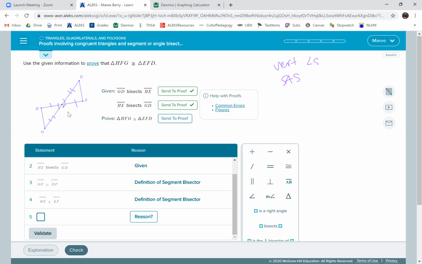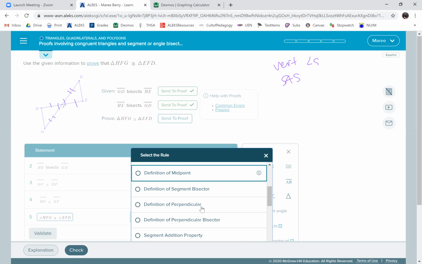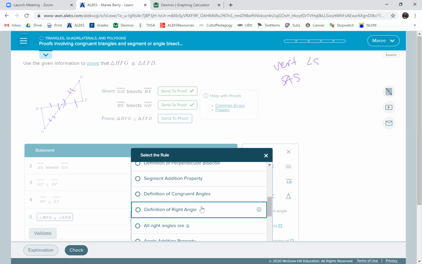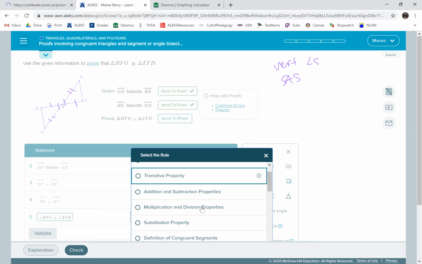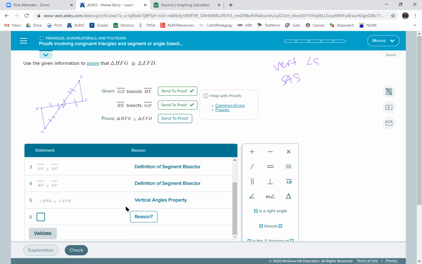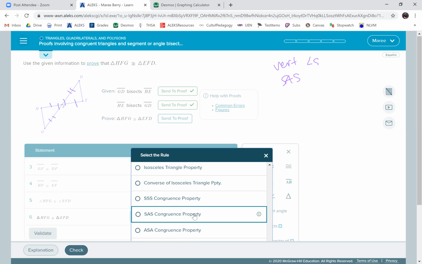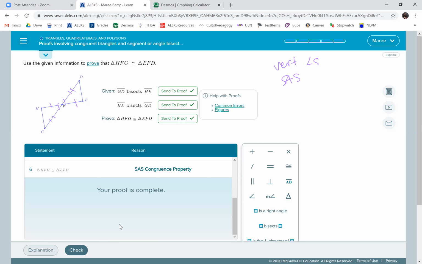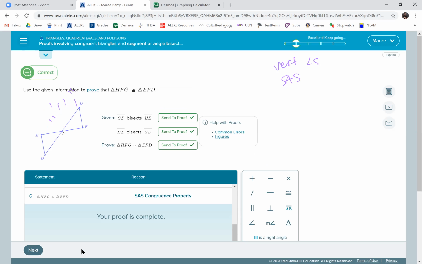Okay, now we're going to show the 2 angles, and so it's HFG. So I'm going to use these 3 letters in this order, but with angles. So angle HFG is congruent to angle EFD. And that's going to be the vertical angle. Where is it? Did I pass it? Vertical angles property. There it is. Now we have, what do we say? Side angle side. So we're going to say they're both by side angle side. Validate. And that's going to be our proof.